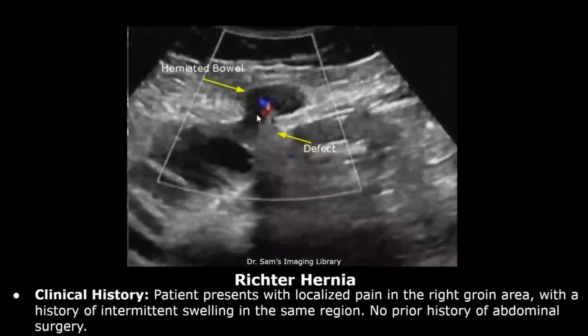This is a case of Richter hernia. Clinical history. Patient presents with localized pain in the right groin area, with a history of intermittent swelling in the same region. No prior history of abdominal surgery.